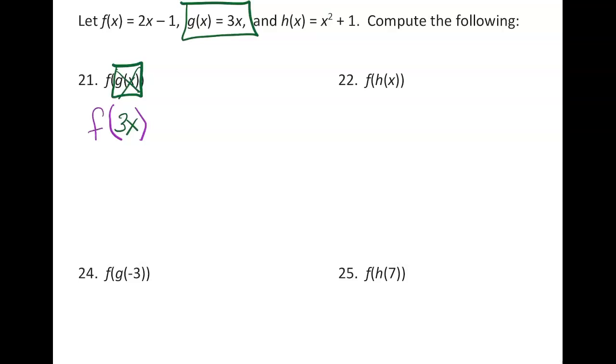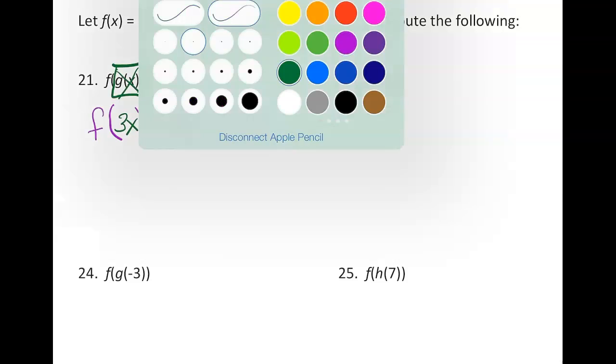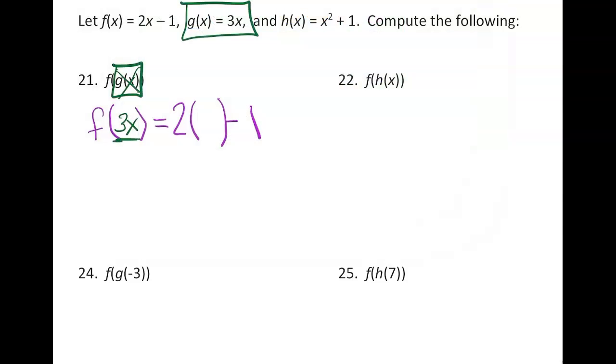F of 3x. So now I need to use my f equation. My f equation is 2x minus 1. I made a mistake here because I kept an x, and really I should be plugging into that. And when I plug into that, I plug in anything that was in right here.